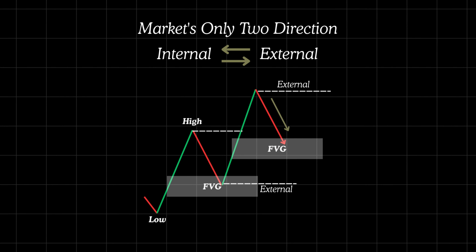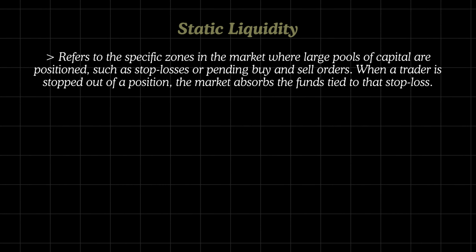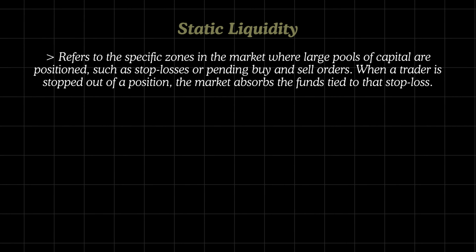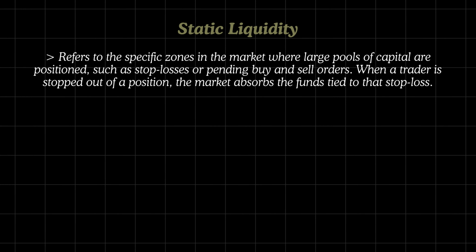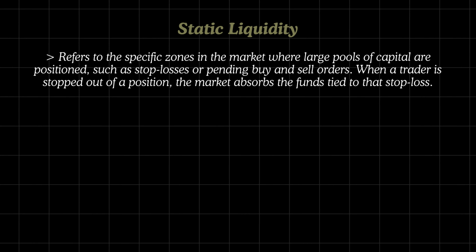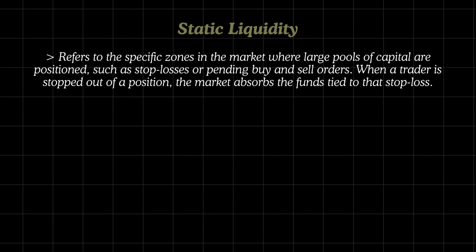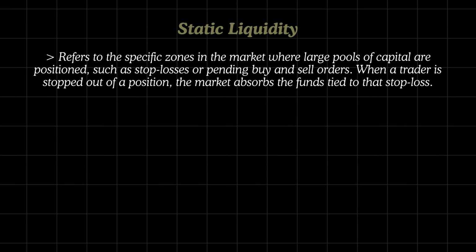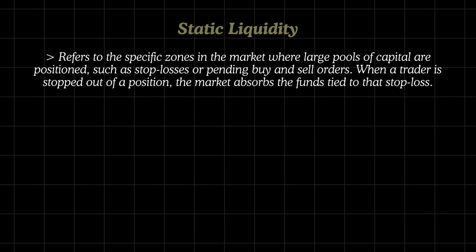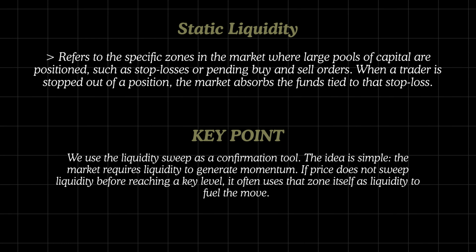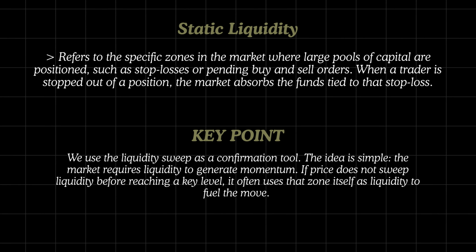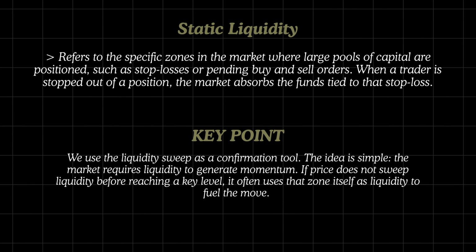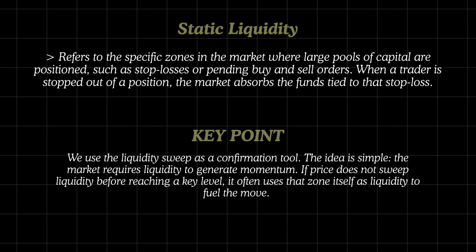Now, let's move forward to the details of static liquidity. Static liquidity refers to the specific zones in the market where large pools of capital are positioned, such as stop losses or pending buy and sell orders. When a trader is stopped out of a position, the market absorbs the funds tied to that stop loss. Identifying a liquidity sweep pattern before price reaches our point of interest is essential. This pattern confirms the strength of our supply or demand zone, and we use the liquidity sweep as a confirmation tool. The idea is simple: the market requires liquidity to generate momentum. If price does not sweep liquidity before reaching a key level, it often uses that zone itself as liquidity to fuel the move.